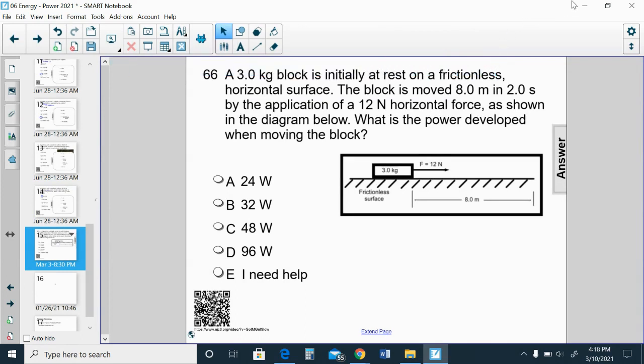A 3-kilogram block is initially at rest on a frictionless horizontal surface. The block is moved 8 meters in 2 seconds by the application of a 12 newton horizontal force, as shown in the diagram below. What is the power developed when moving the block?